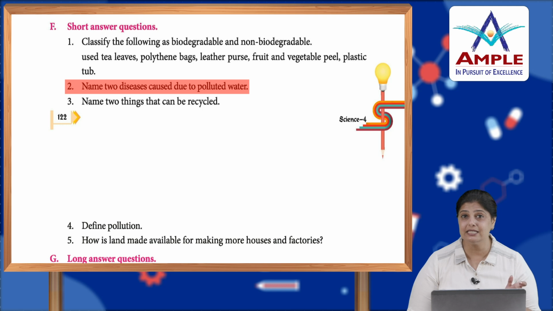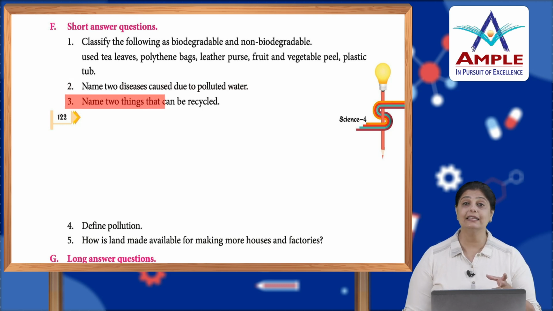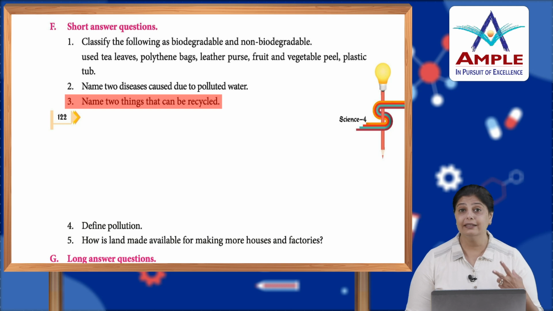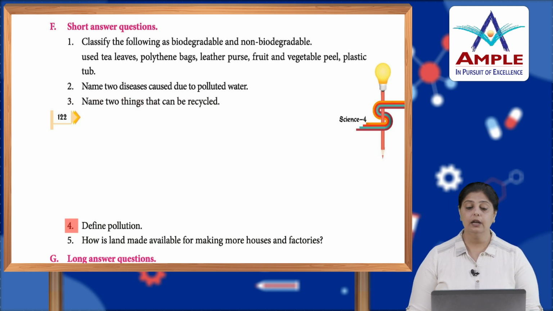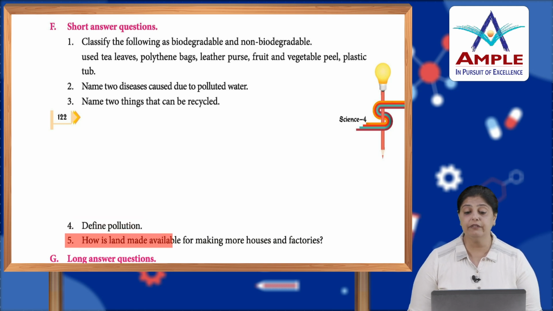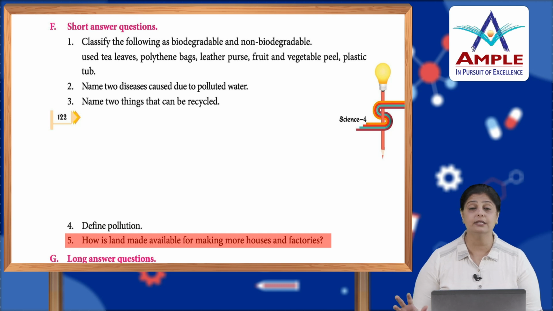Okay, diarrhea, dysentery. Name 2 things that can be recycled, 2 things that can be reused, that can be recycled or made into something else for using. Define pollution. Okay. How is land made available for making more houses and factories? How is it that land is used for making more houses, factories?